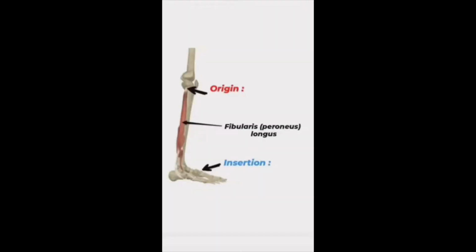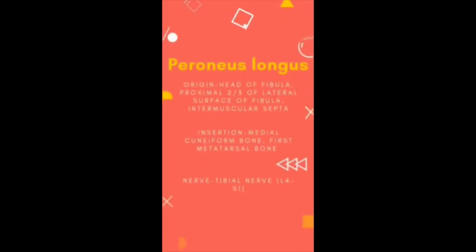Peroneus longus. It originates from the head of the fibula, proximal two-thirds of the lateral surface of the fibula, and intermuscular septa. It is inserted at the medial cuneiform bone and first metatarsal bone. It is supplied by the tibial nerve from 4th lumbar to 1st sacrum.